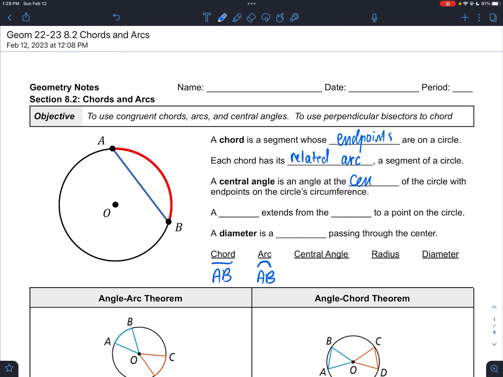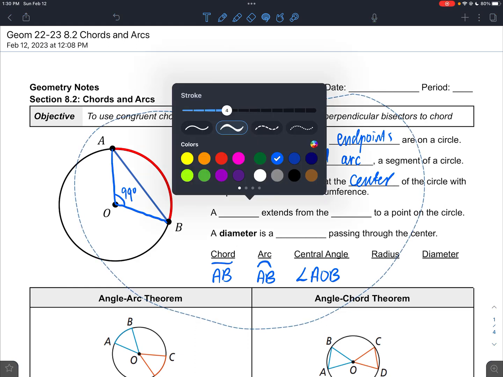Okay? A central angle is an angle at the center of the circle with endpoints on the circle's circumference. So this angle right here, let's say it's like 99 degrees. That is a central angle, so angle AOB.